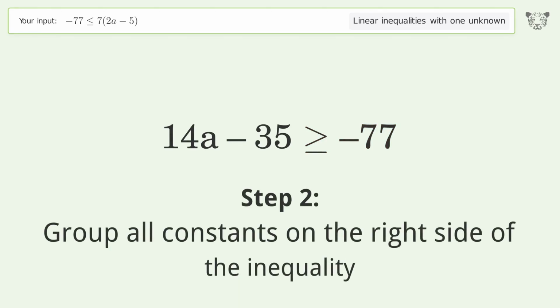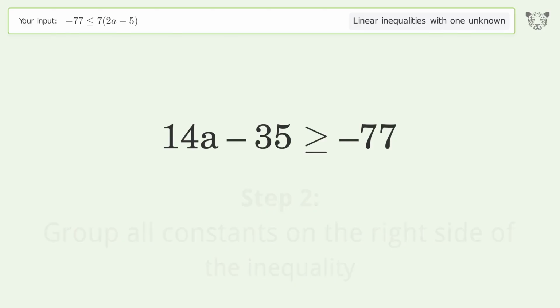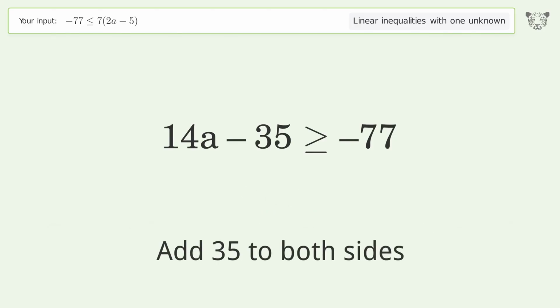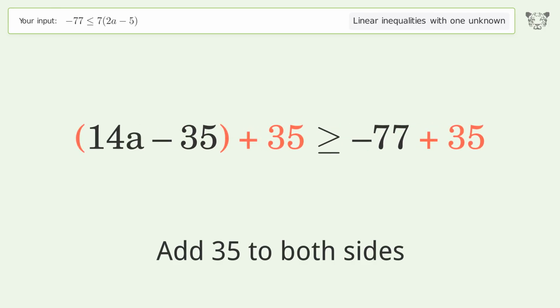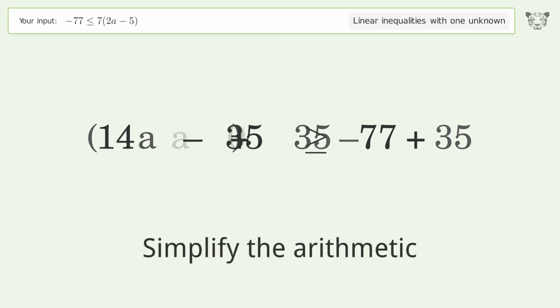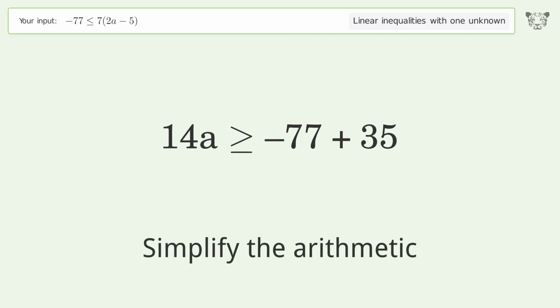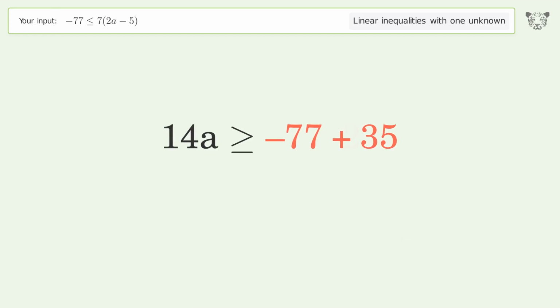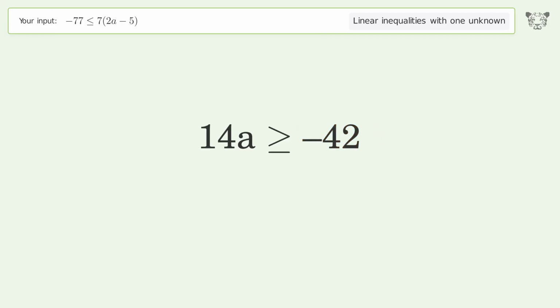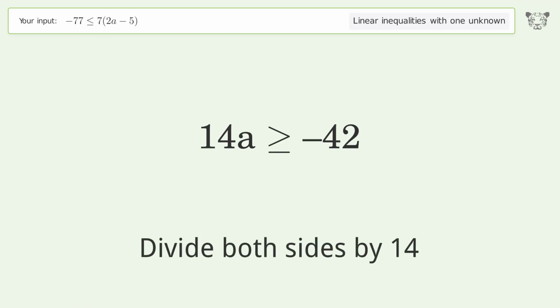Group all constants on the right side of the inequality. Add 35 to both sides. Simplify the arithmetic. Isolate the a. Divide both sides by 14.